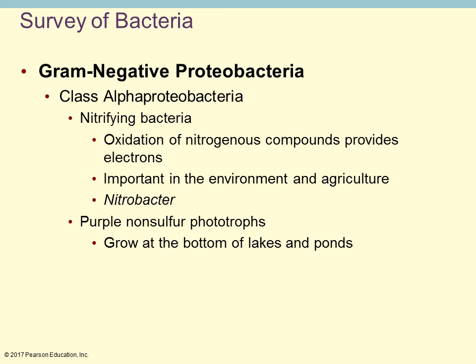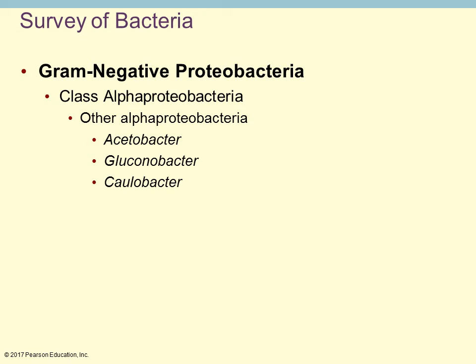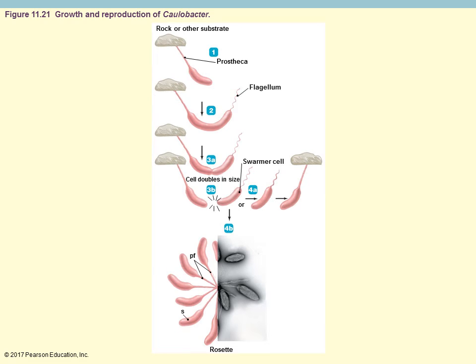Nitrobacter is another one that is important in the environment and agriculture. And some of these groups do contain, once again, some pathogens such as Rickettsia and Brucella. Both can cause human diseases. As we go through these different groups, it's mentioned some of the ones that do cause disease, but they're also mentioning some that have importance from an environmental or agricultural aspect.